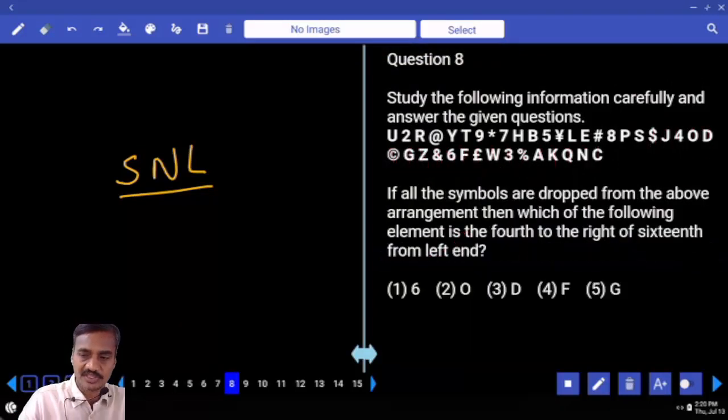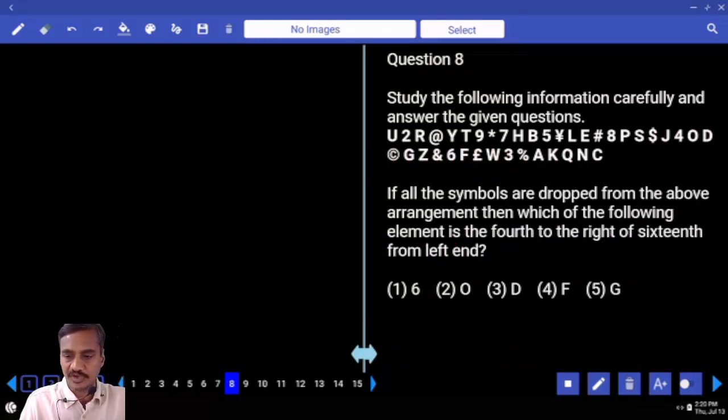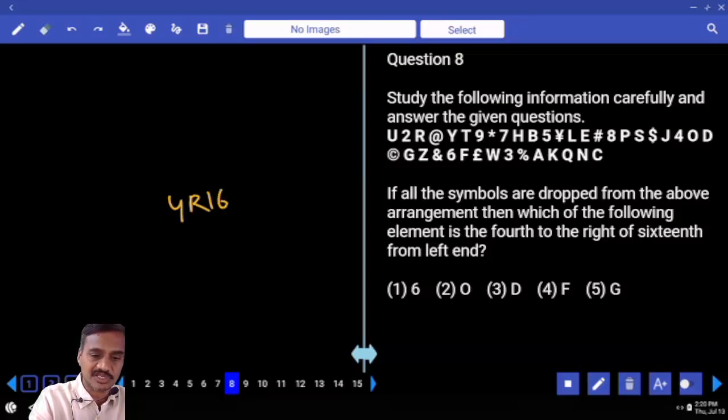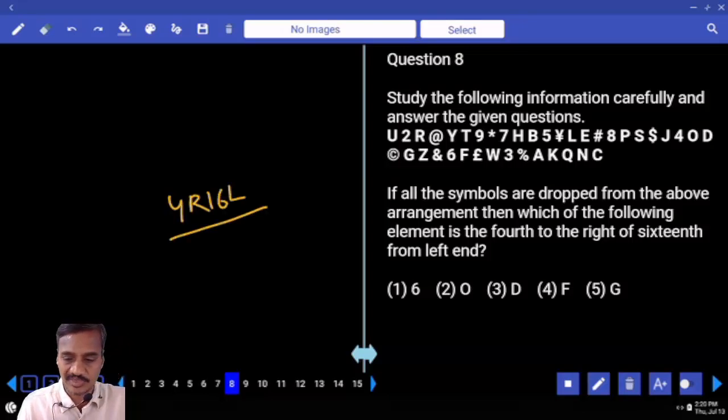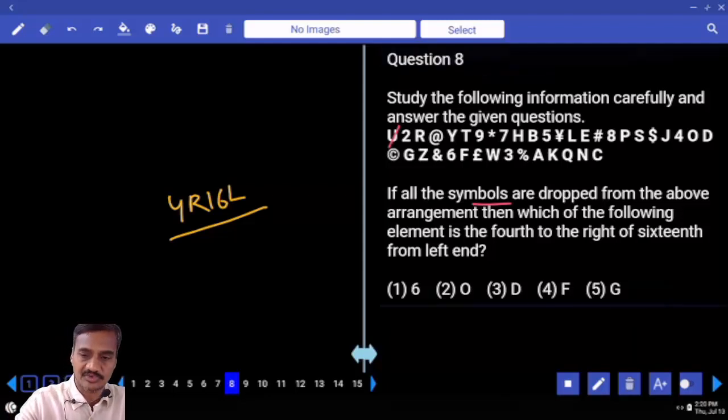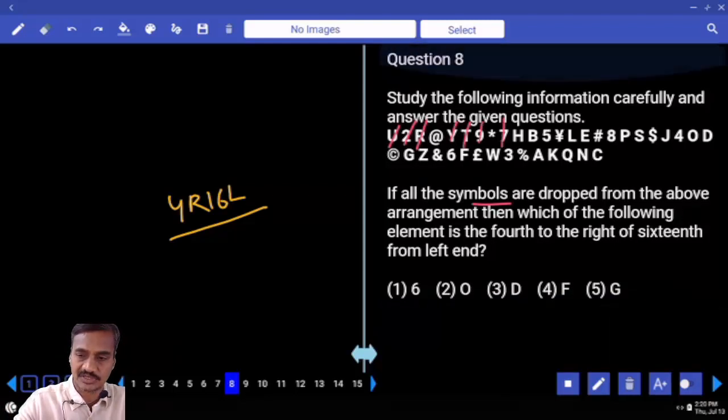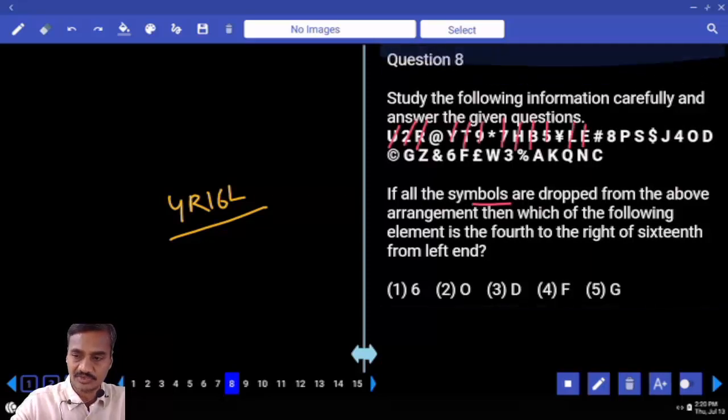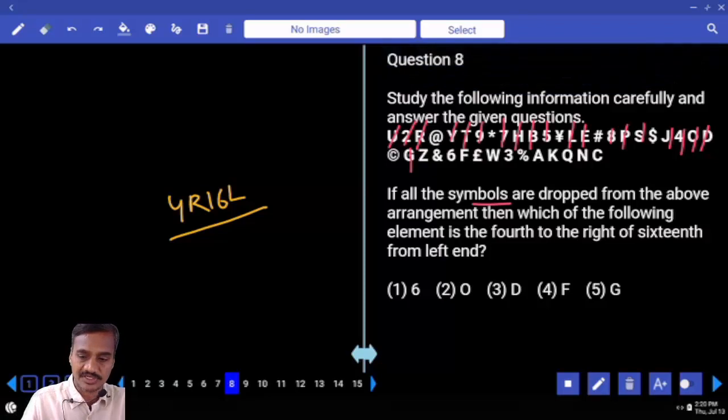And 8, if all the symbols are deleted from the above arrangement, then which of the following is 4th to the right of 16th from the left? And 4th right and 16th left means the 20th from the left hand side, without the symbols. Without the symbols, 1, 2, 3, 4, 5, 6, 7, 8, 9, 10, 11, 12, 13, 14, 15, 16, 17, 18, 19 and 20, that is G. Choice 5, question number 8.